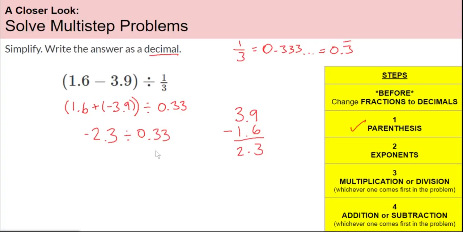0.33. Is my answer going to be positive or negative? It's going to be negative, because I have a negative divided by a positive. So I get negative 6.9, and it keeps repeating: 96, 96, 96. So we draw a little hat, 6.96, and we know this is an approximate answer again, because remember when we changed the 1/3? We couldn't change it exactly because it goes on forever. So approximately negative 6.96.